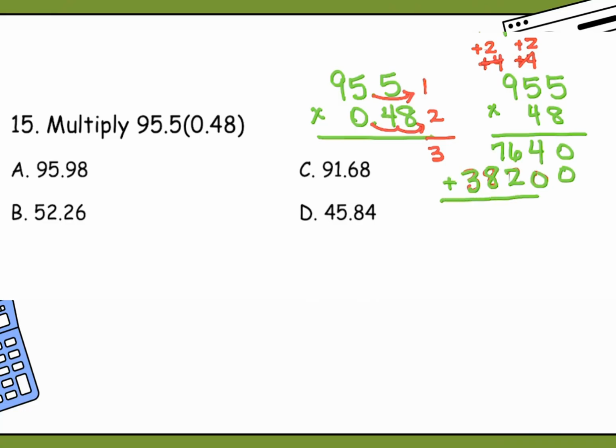Now let's add these two together. We have 0 plus 0, which is 0. 4 plus 0 is 4. 6 and 2 is 8. 7 and 8 is 15. So plus 1. 1 and 3 is 4.